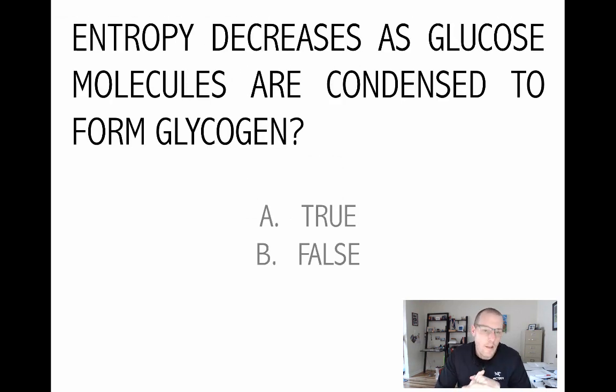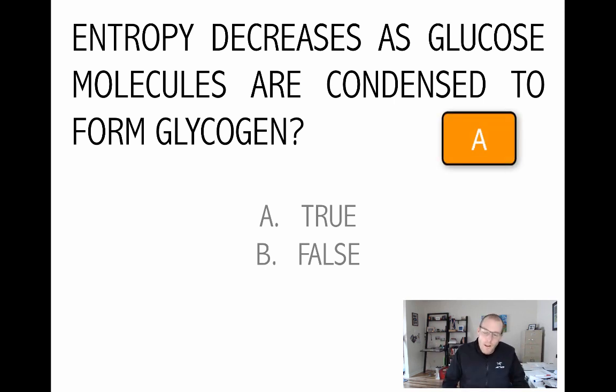Okay, here comes our next question. Entropy decreases as glucose molecules are condensed to form glycogen. Let's talk about this one a little bit. Okay, so remember that glycogen is a polymer of glucose. We talked about macromolecules. I talked a little bit about glycogen and said it's just a branched chain of glucose molecules. So here we are building complexity. We're reducing the number of ways in which a random puddle of glucose can be distributed into a discrete structure. And so what's happened there is entropy has dropped. So yes, this is true.